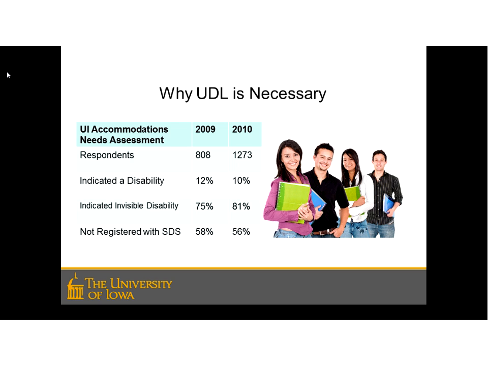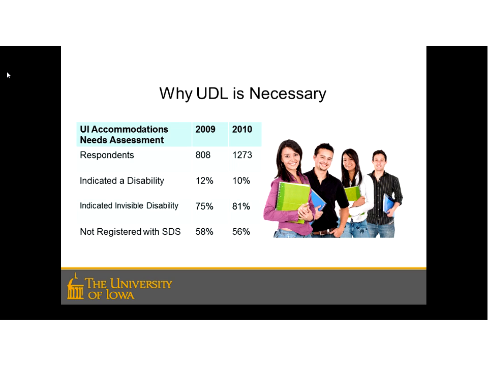When you come to the college level, that is no longer the case. The teachers don't have to follow an IEP. At this point, the student becomes responsible for self-identifying that they have a disability, working with student disability services, and getting the accommodations that they might need.